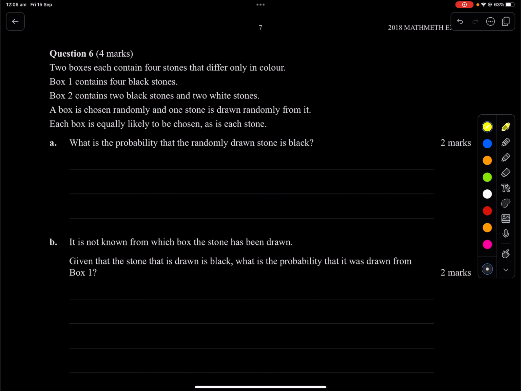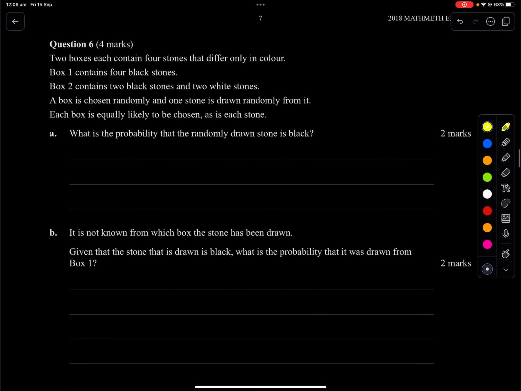Question 6. 2 boxes each contain 4 stones that differ only in color. Box 1 contains 4 black stones. Box 2 contains 2 black stones and 2 white stones. A box is chosen at random and 1 stone is drawn randomly from it. Each box is equally likely to be chosen as each stone. What is the probability that a randomly drawn stone is black?